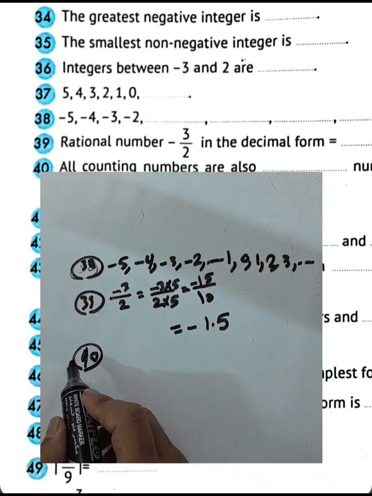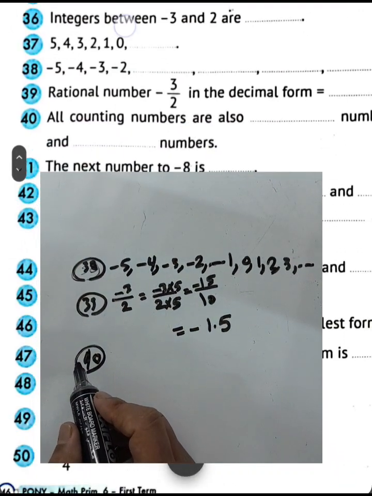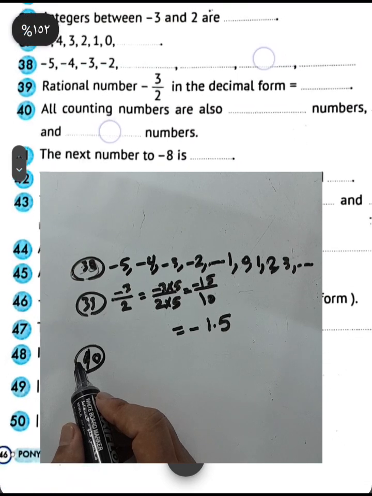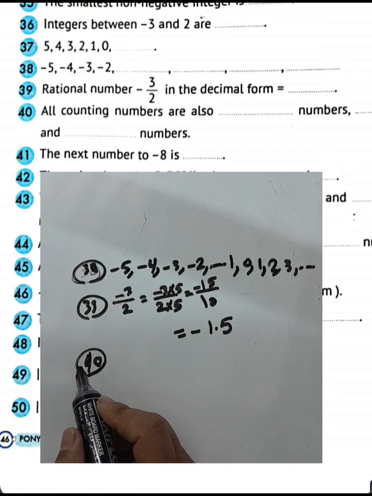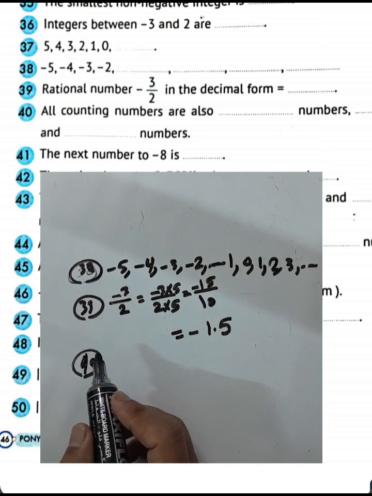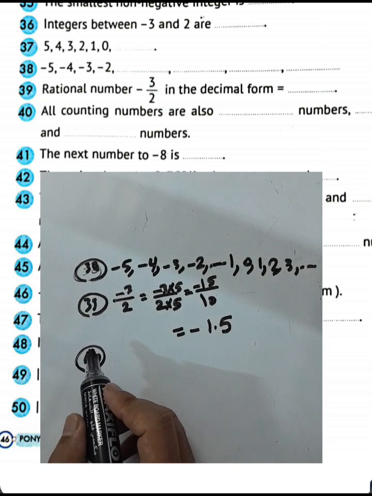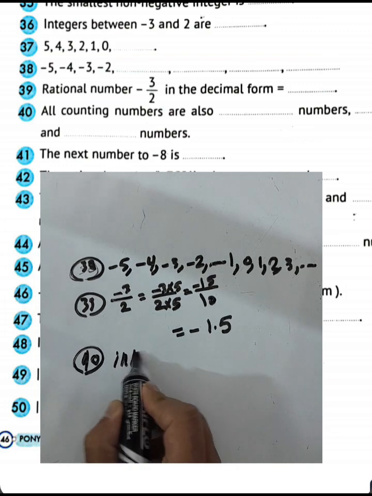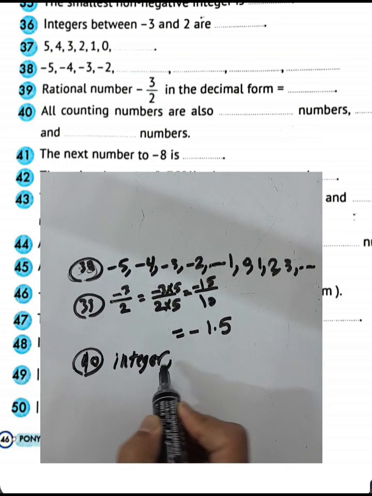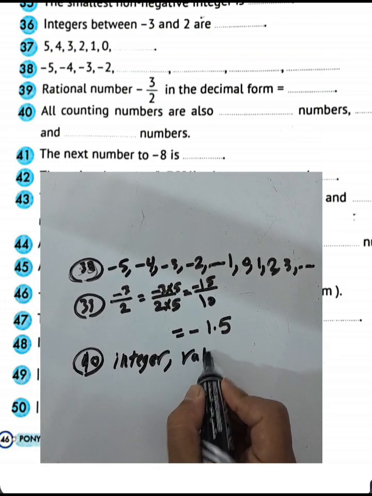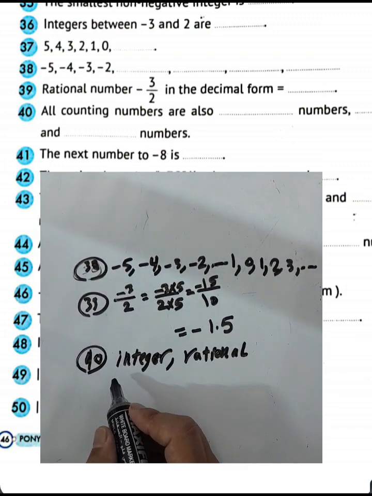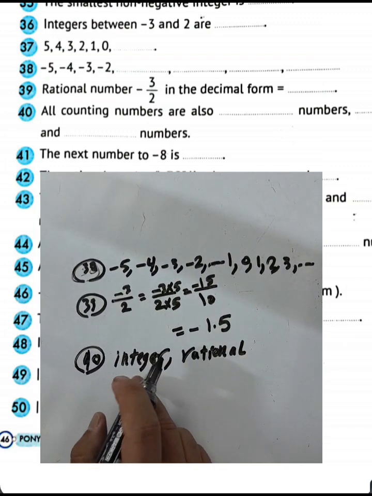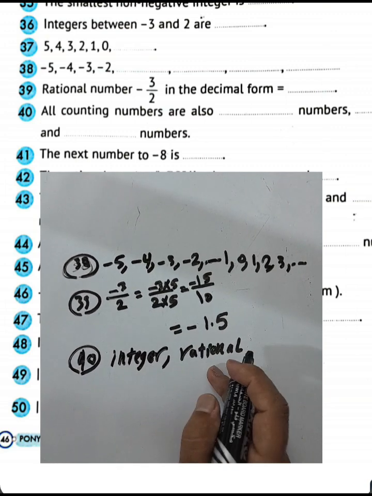Question 40. All counting numbers are also what? Who can tell me? We can write integer and here rational number. Write integer and rational number. Okay, again, question 40. All counting numbers are also integer numbers and rational numbers.